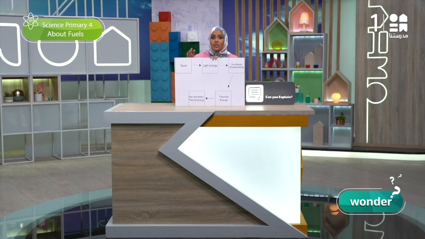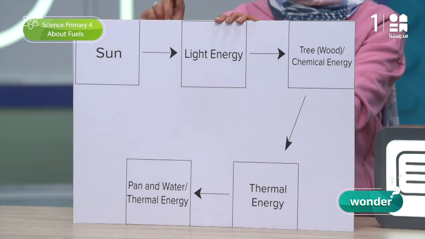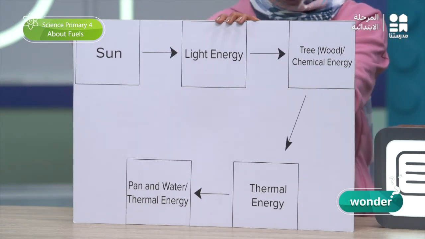We used it before to explain the energy chain. It will remind us of where coal comes from. Remember when we talked about the energy transformation chain and how coal is formed? Look at the sun.